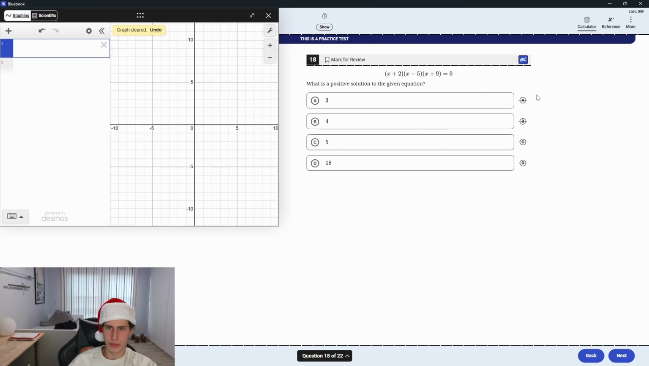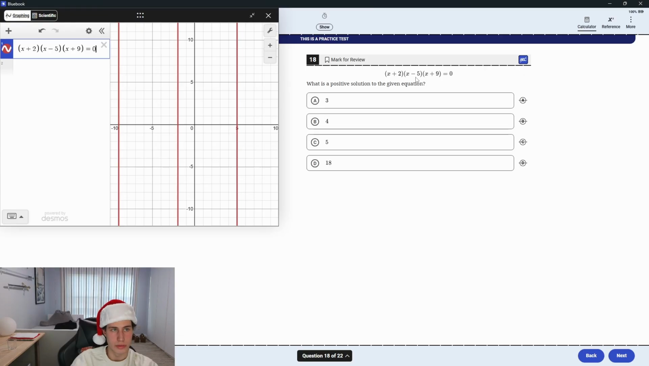What is a positive solution to the given equation? Okay, x plus 2 equals 0, x equals negative 2. So pretty much you want to take this and set each individual factor equal to 0. So in this case, the only positive answer would be 5. But if you didn't feel like doing that, you could also just set that equal to 0.